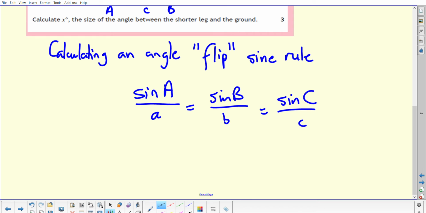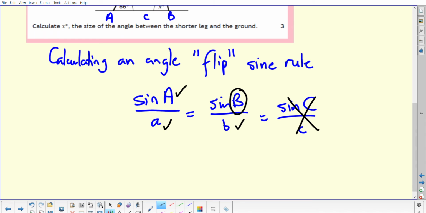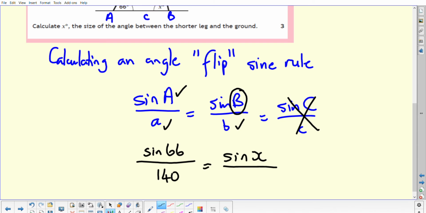We then want to tick off from the diagram what we know. So we know length A and we know angle A. We know length B and we are trying to work out the angle B. We don't know C, we're not trying to work out anything to do with C, so we're just going to ignore that. So filling in your numbers, you would have sine 66 over 140 equal to sine x, where x goes for the angle B, over 150 on the bottom.